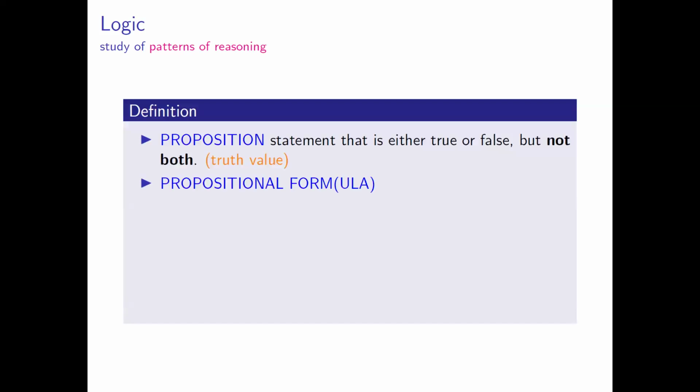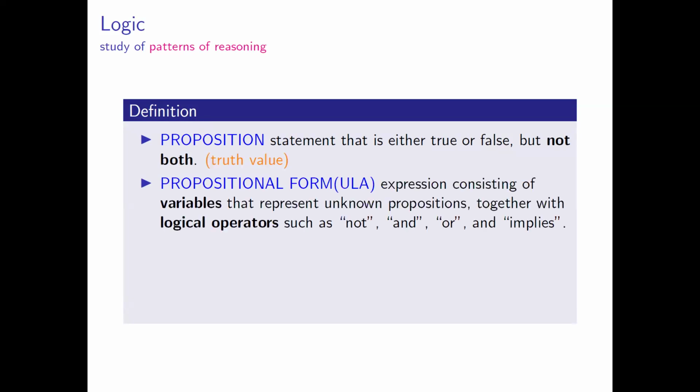Second are propositional forms or propositional formulas. A propositional form is an expression consisting of variables that represent unknown propositions, together with logical operators such as not, and, or, and implies. Since a propositional form involves unknown propositions, it is neither true nor false, and so it has no truth value. Instead, it has a truth table, which we shall define later.